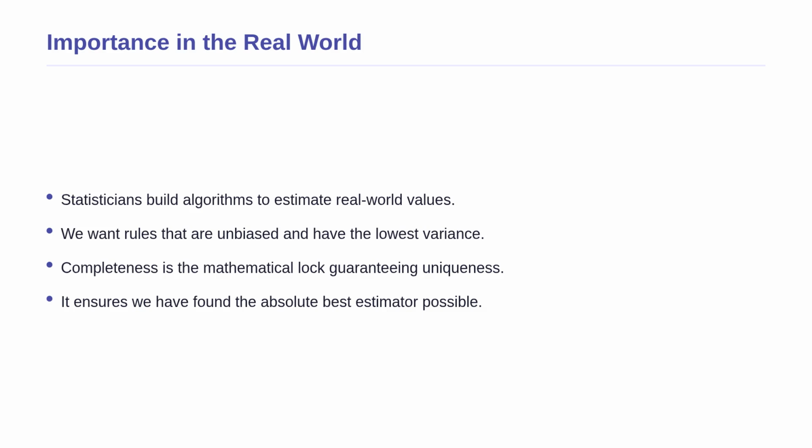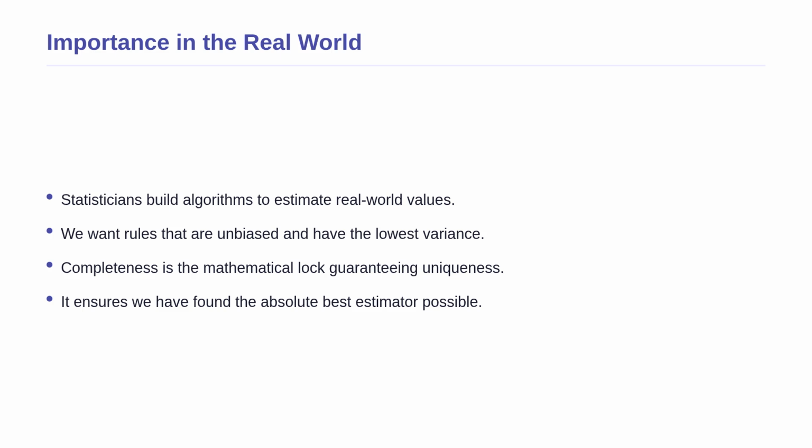Why do statisticians care so much about completeness? In the real world, when we build algorithms to estimate things like the average lifespan of a car engine or the true effectiveness of a new medication, we want the best possible estimator. An estimator is just a mathematical rule for guessing. We want a rule that is unbiased, meaning it is accurate on average, and has the lowest possible variance, meaning it is highly consistent. Completeness is the mathematical lock that guarantees uniqueness.